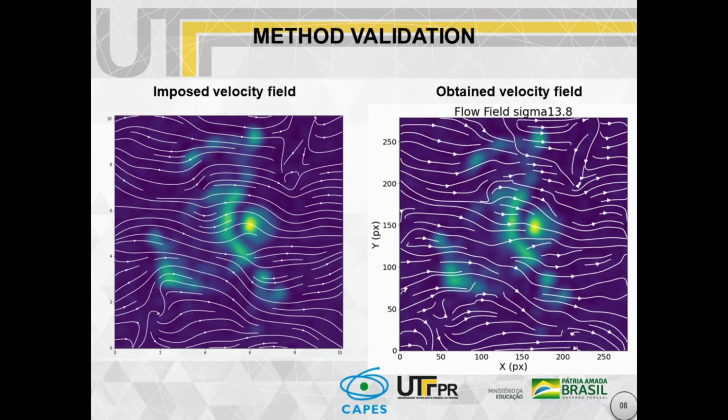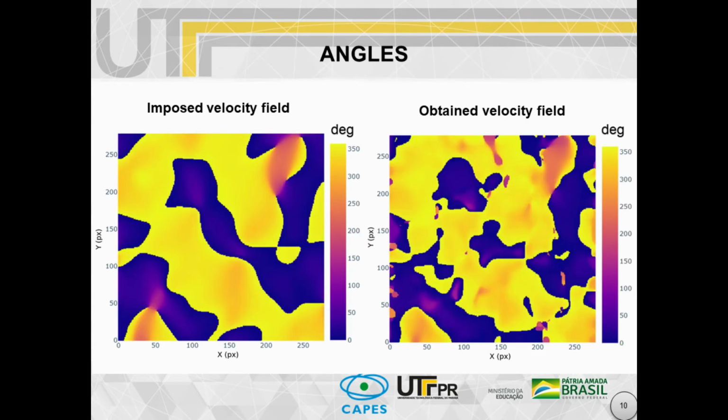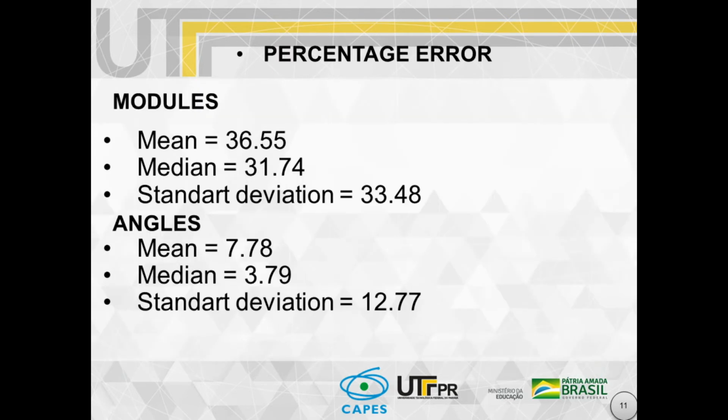Looking side by side at the image of the imposed velocity field and the found velocity field, we can see that they are similar. Now, for a quantitative analysis, we can look at the heat map of the velocity field moduli and its angles. The velocity moduli are expressed in kilometers per second and the angles in degrees. By comparing the values obtained with those imposed, we can calculate a percentage error.